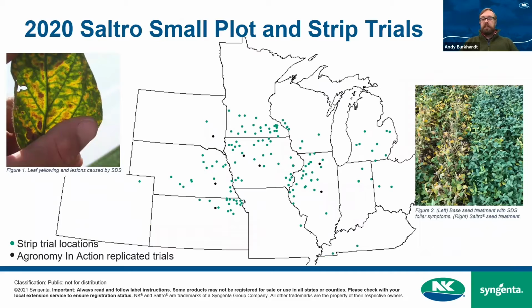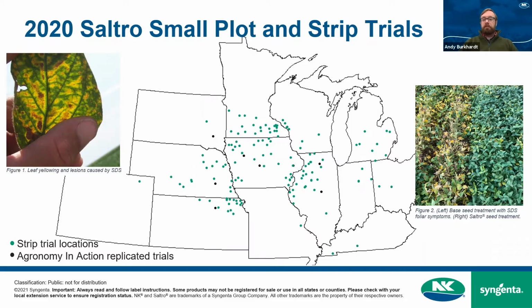As I mentioned, the NK agronomy team and researchers conducted a number of trials across the Corn Belt in 2020. On the map, all of the blue-green dots represent the on-farm strip trials that our agronomists ran. And then the black dots represent the Agronomy Research small plot trials. Before we jump into the results, it is important to note that we didn't see a lot of SDS pressure in 2020. Conditions last year just weren't conducive for disease to take hold in large areas of the Corn Belt compared to seasons like 2019. So just keep that in mind as we go through today's results.